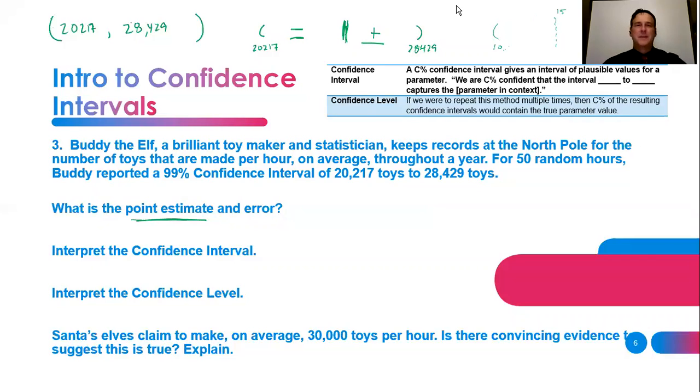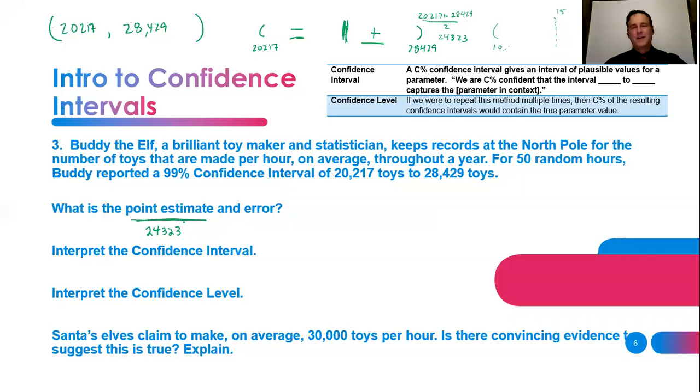If I were to do the same thing here, if I were to add 20,217 plus 28,429 and divide it by 2, I come up with 24,323. So my point estimate will be that number. I'm going to write it right underneath.